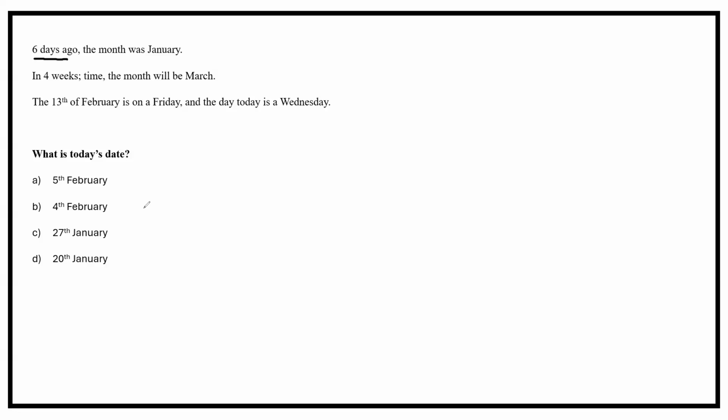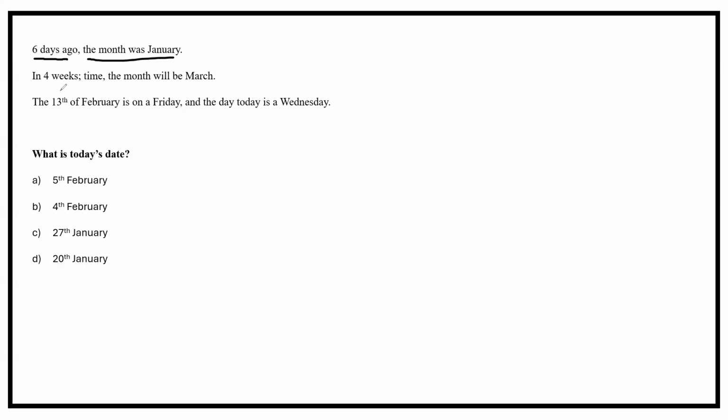What about B? Could it be B based on that clue? Yep, because 4th of February, take away 6 days, we're going to find ourselves in January. What about the 27th of January? Well, if we take 6 days away from the 27th, we're at the 21st, so we're still in January. And what about D? If we take 6 days away from the 20th of January, it's the 14th of January. So we know that all 4 options are still valid, okay? So no problem, let's keep going.